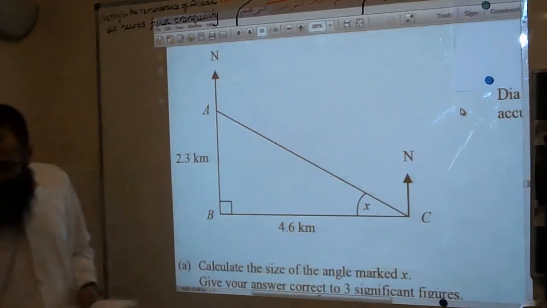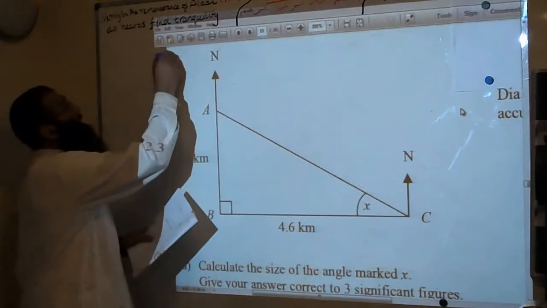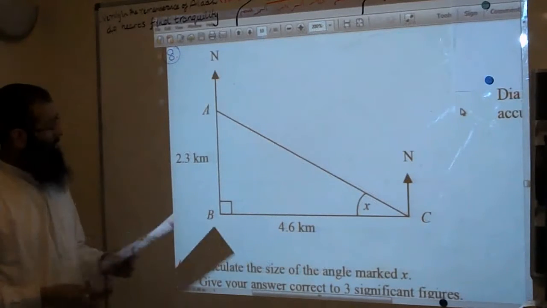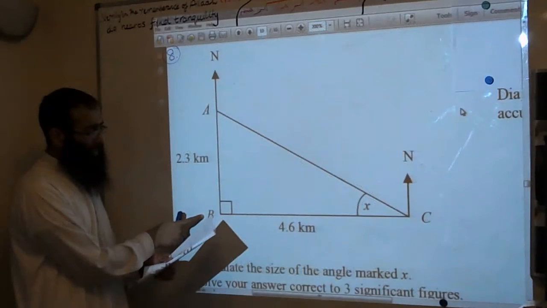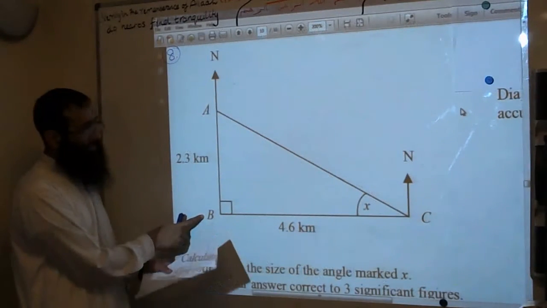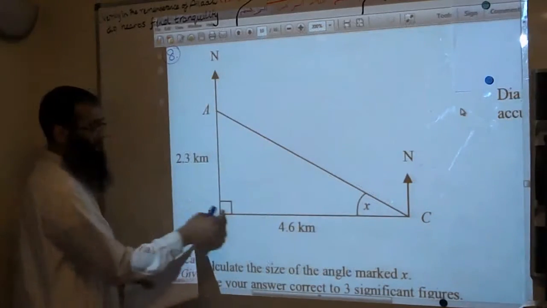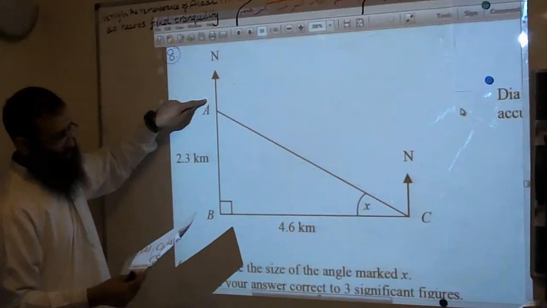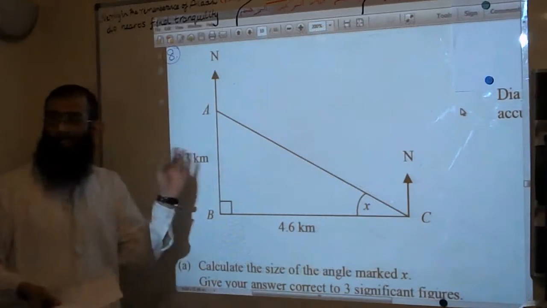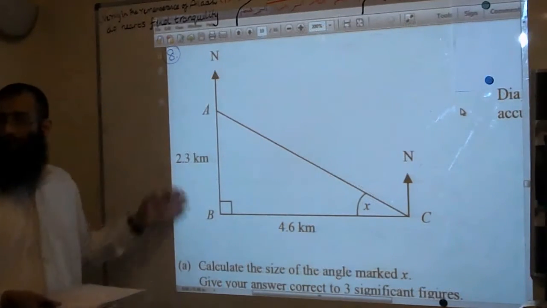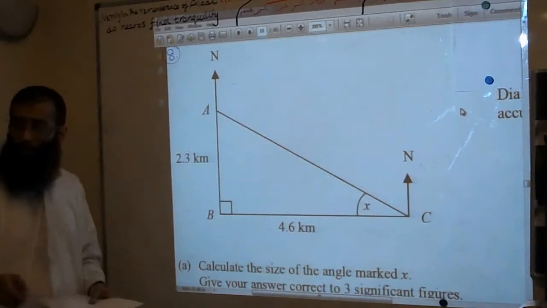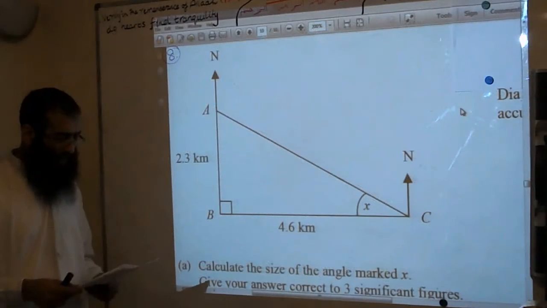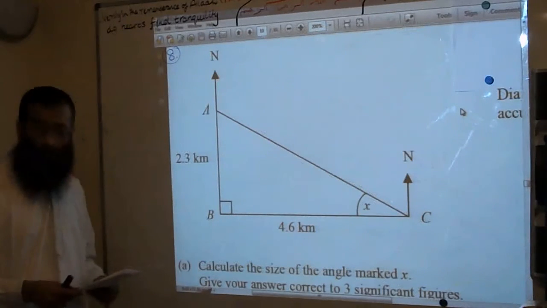This is question number 8. It says town B is 4.6 kilometers due west of town C. And town A is 2.3 kilometers due north of town B. This just states the obvious, they're already giving you that on the diagram. Okay, ladies in the back, are you paying attention? Calculate the size of angle marked X. Give your answer correct to 3 significant figures.